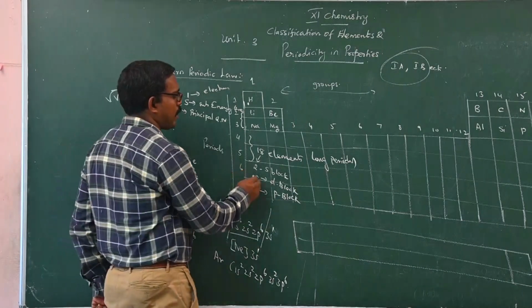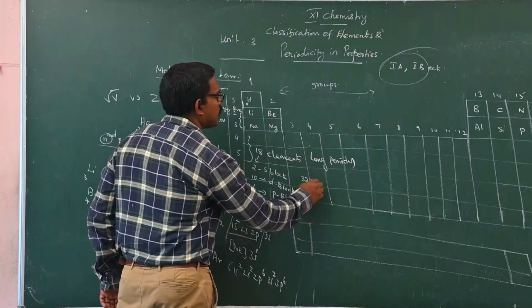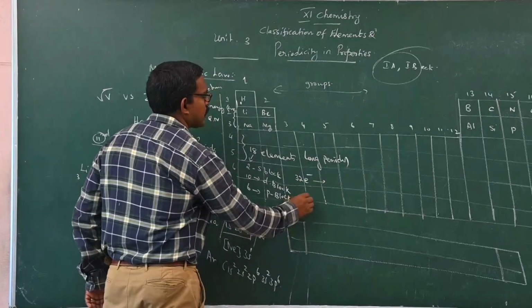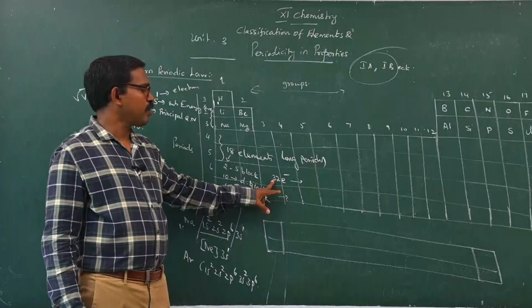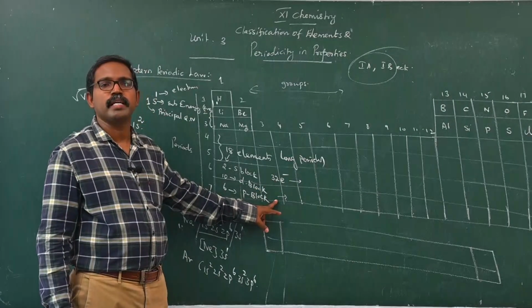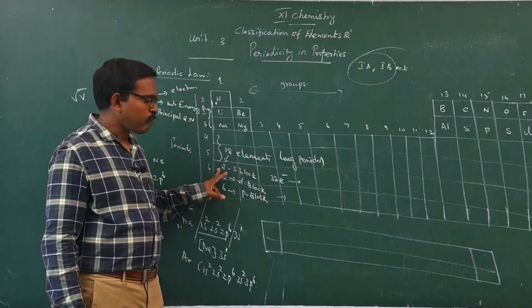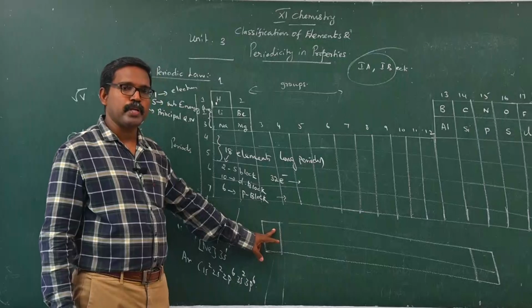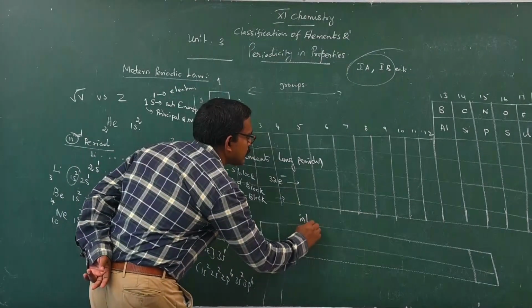Sixth period and seventh period each consist of 32 elements. This is a complete period, this is the incomplete period. 32 elements, it's a very long period. The seventh period is the incomplete period. In the sixth period, 14 elements are present at the bottom of the periodic table. They are called inner transition elements.